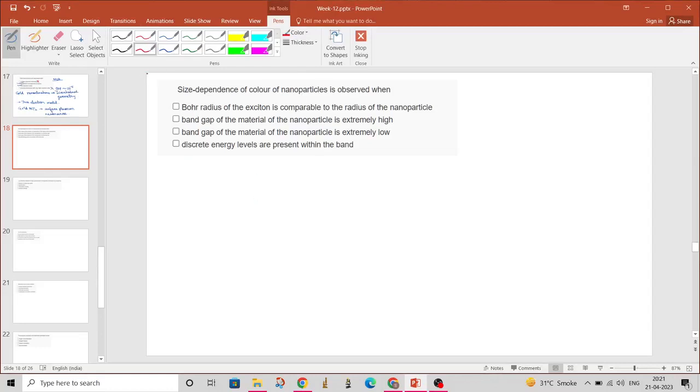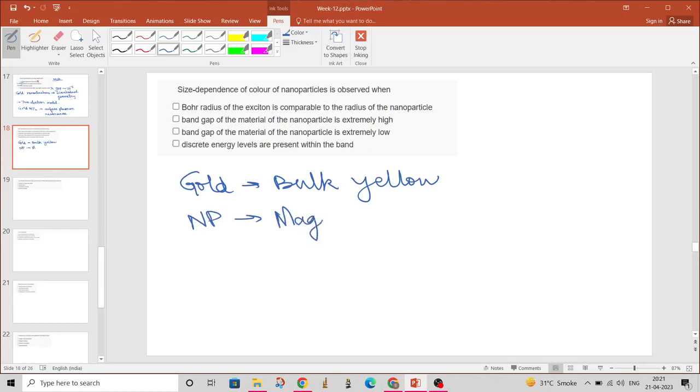For example, gold in bulk seems yellow color, but the nanoparticle can be magenta, violet, it shows different colors. Different sizes show different colors, can be black also. So the origin of colors for these nanoparticles depends upon their size, and what happens when they have different size.